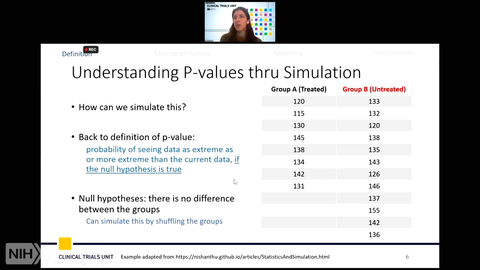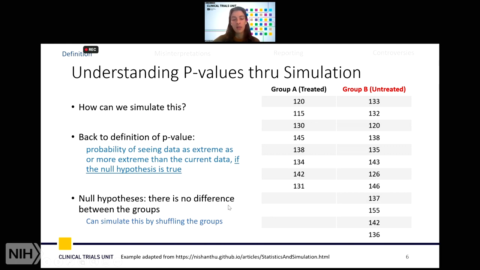We can run a simple t-test between these groups and get a p-value, but we can also simulate a p-value. And again, I think this is sometimes a helpful way to understand how they work or where they come from. So back to the definition of a p-value. Again, this is the probability of seeing data as extreme as or more extreme than the current data if the null hypothesis is true. And in this scenario, our null hypothesis is that there is no difference between the groups.